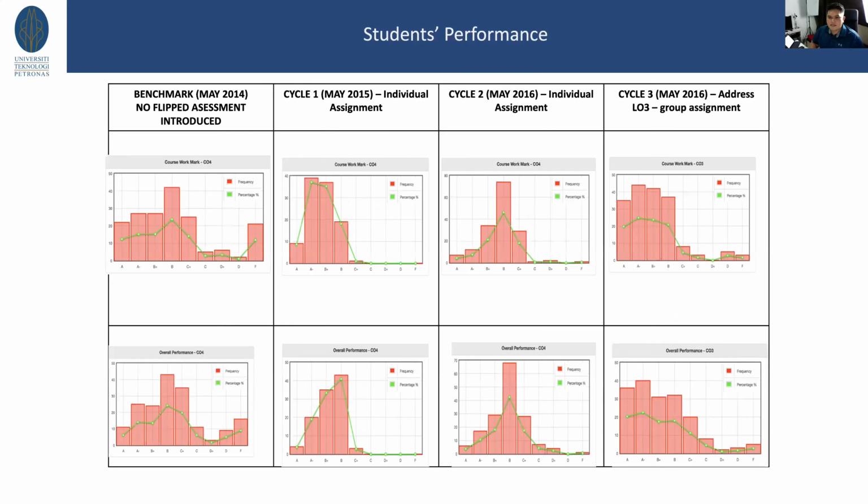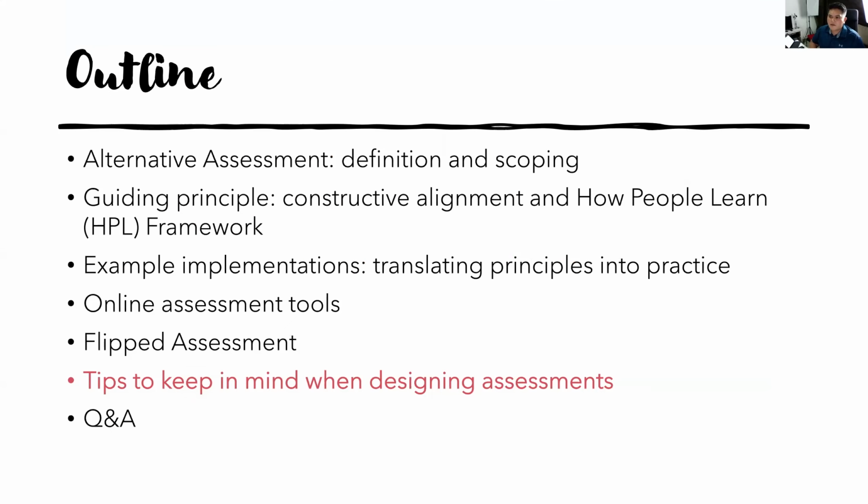So these are some findings. Compared to before we did any kind of flip assessment, we can see that the average of the students has moved, skewed a bit to the left in terms of their performance. Okay, so that's all.